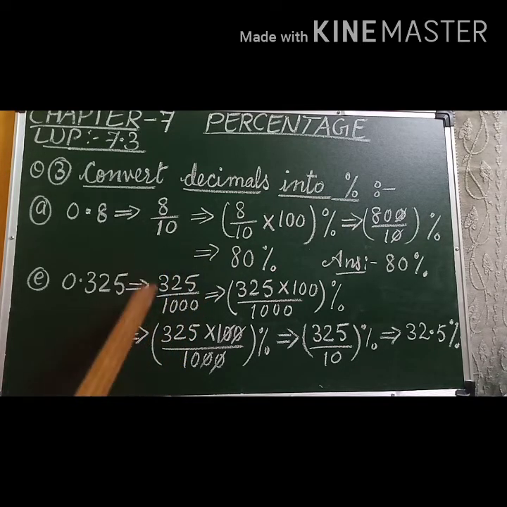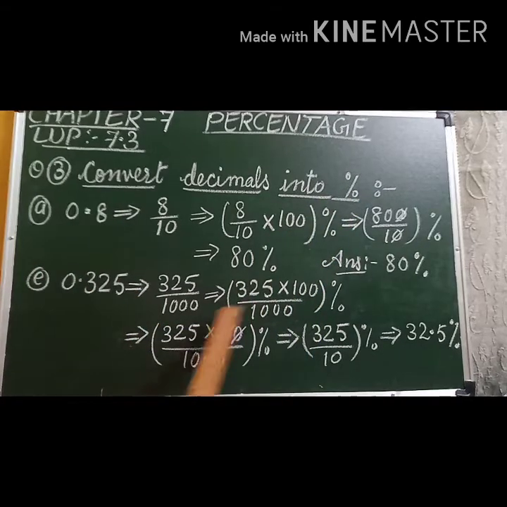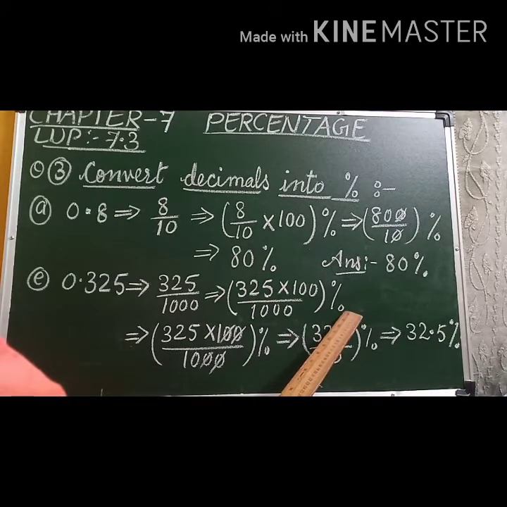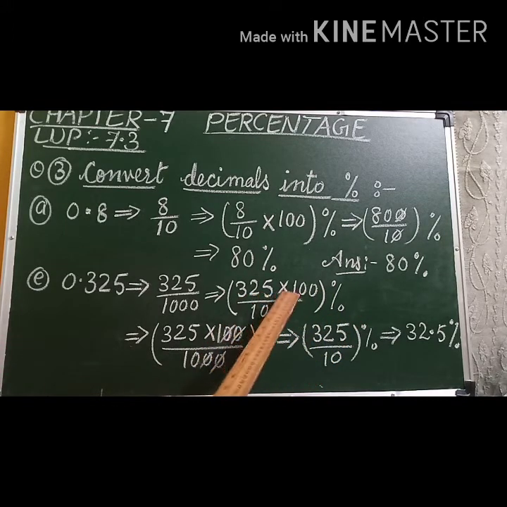So now we have got this fraction. Now we can convert this fraction into percentage in 2 steps. In the first step we have to multiply by 100 and convert to percentage, so we have to put the sign of percentage. Now 325 multiplied by 100 is here and in the denominator 1000 is there. So in the numerator you can see 2 zeros and in the denominator you can see 3 zeros. So we can cancel 2 zeros from the numerator and denominator.